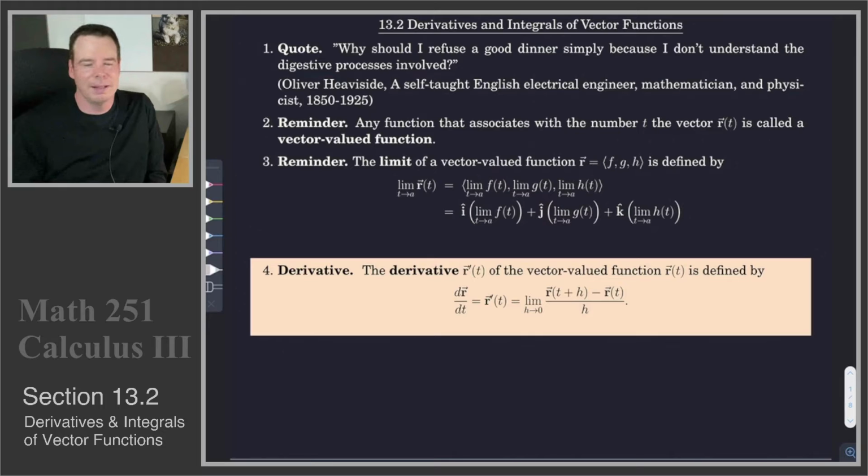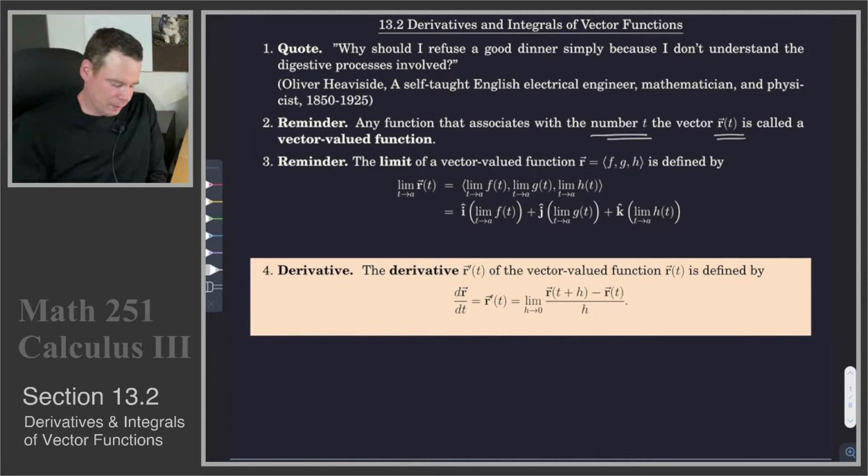Hi everyone, welcome back. In this section we're going to introduce derivatives and integrals for vector-valued functions. So that is, we're going to introduce concepts of calculus for space curves. Just a reminder, any function that associates with a number t a corresponding vector is called a vector-valued function.